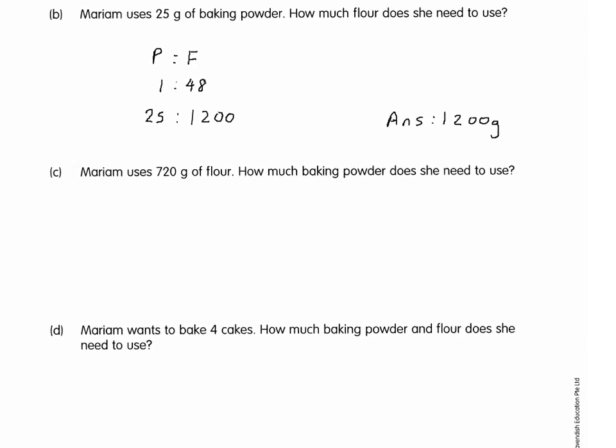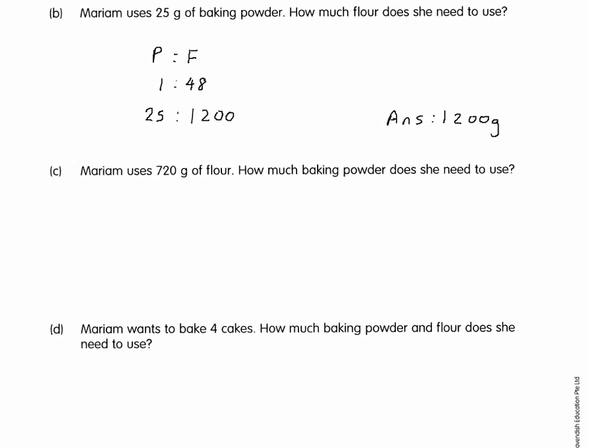She used 720 grams of flour. So now we know that this is 1 is to 48. And now flour is actually 720. Okay, how do we solve it? First, of this 720, I need to divide by 48, right? In order to get the answer this time round.